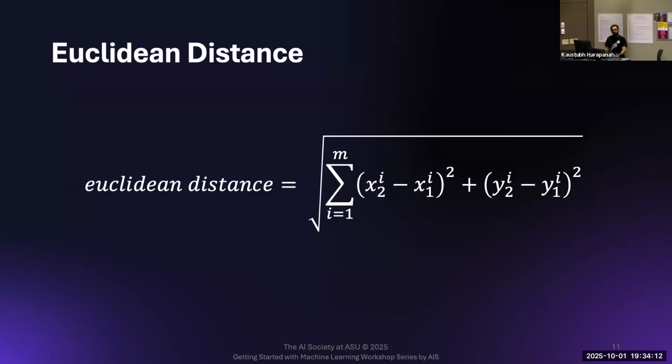We are summing it up for all the possible features. Instead of just having two, irrespective of that, if we have like 100 features also, that equation takes care of the Euclidean distance with respect to all the features that are available.